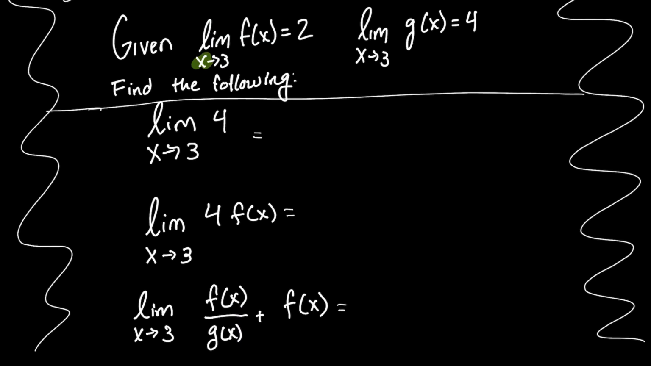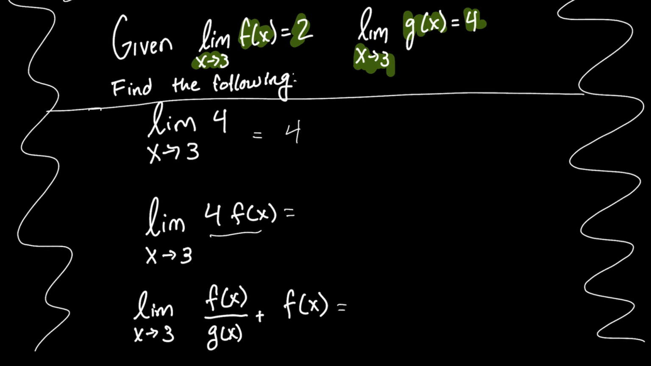All right, so we're given the limit as x goes to 3 of f of x equals 2. Similarly, we're given that as x goes to 3, g of x goes to 4. So now we need to find the following. Well, we know that 4 is just a constant number, so as x goes to 3, it's still just going to give us 4.